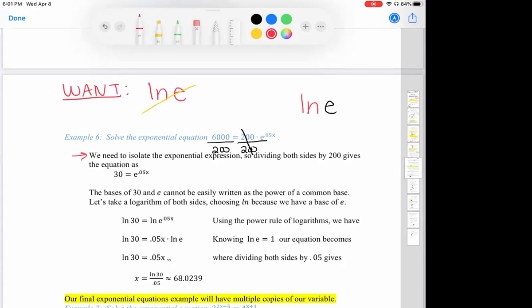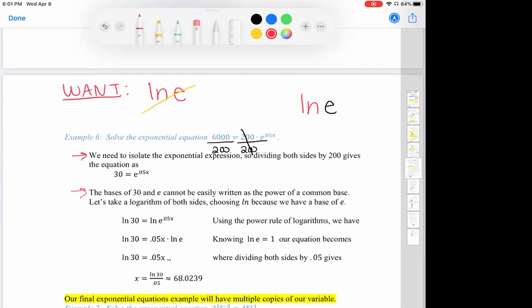That's what we want, and that's what it goes on to explain. We need to isolate the exponential expression. Dividing both sides by 200 gives the equation 30 equals e with the exponent of 0.5x. We get 30 because 6,000 divided by 200 gives us 30. That's where that comes from. Now we're left in a really cool situation because I have e, and we know that if we take the ln of both sides, we can get rid of that e.